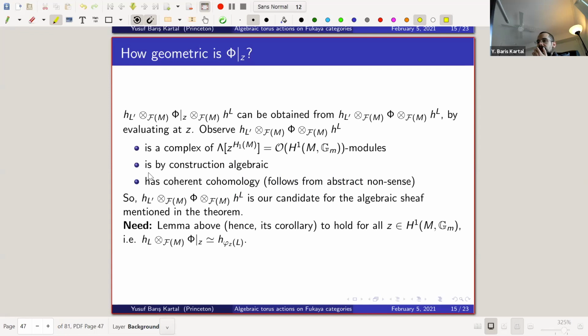And what we need is the lemma above, the Fukaya trick, and its corollary to hold for all Z. In other words, I want phi to act, and you should think of this in heuristic terms, like the action of phi on L, and I want phi to act like a genuine symplectomorphism. But this should hold for all Z. I had the lemma for small z. I have to generalize this to all Z.